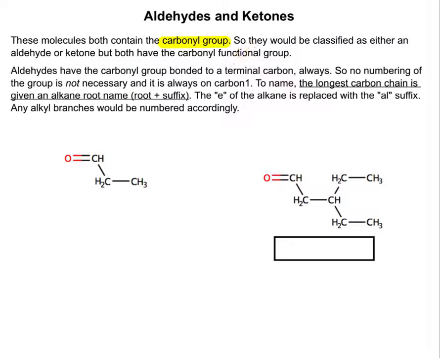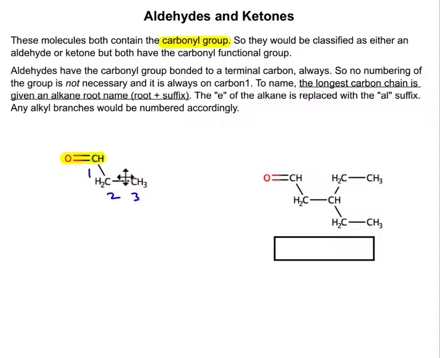Now, with aldehydes, the carbonyl group is bonded to a terminal carbon. So here's the carbonyl group, and it is at the end of the chain. I would start numbering here to minimize the group. So it's on carbon 1. So it's at the end of the chain, and that makes it easy. We never need to indicate position for an aldehyde. For the carbonyl group in an aldehyde, it's always carbon 1, therefore the 1 doesn't need to be mentioned.